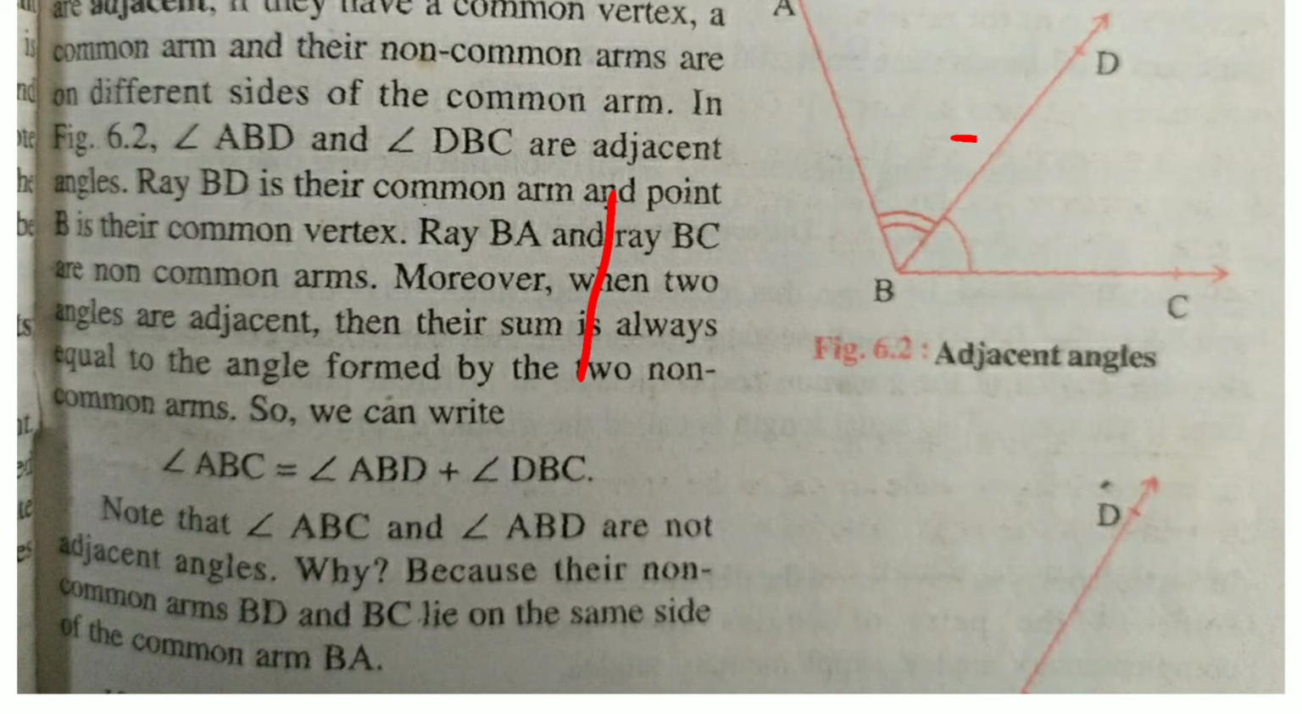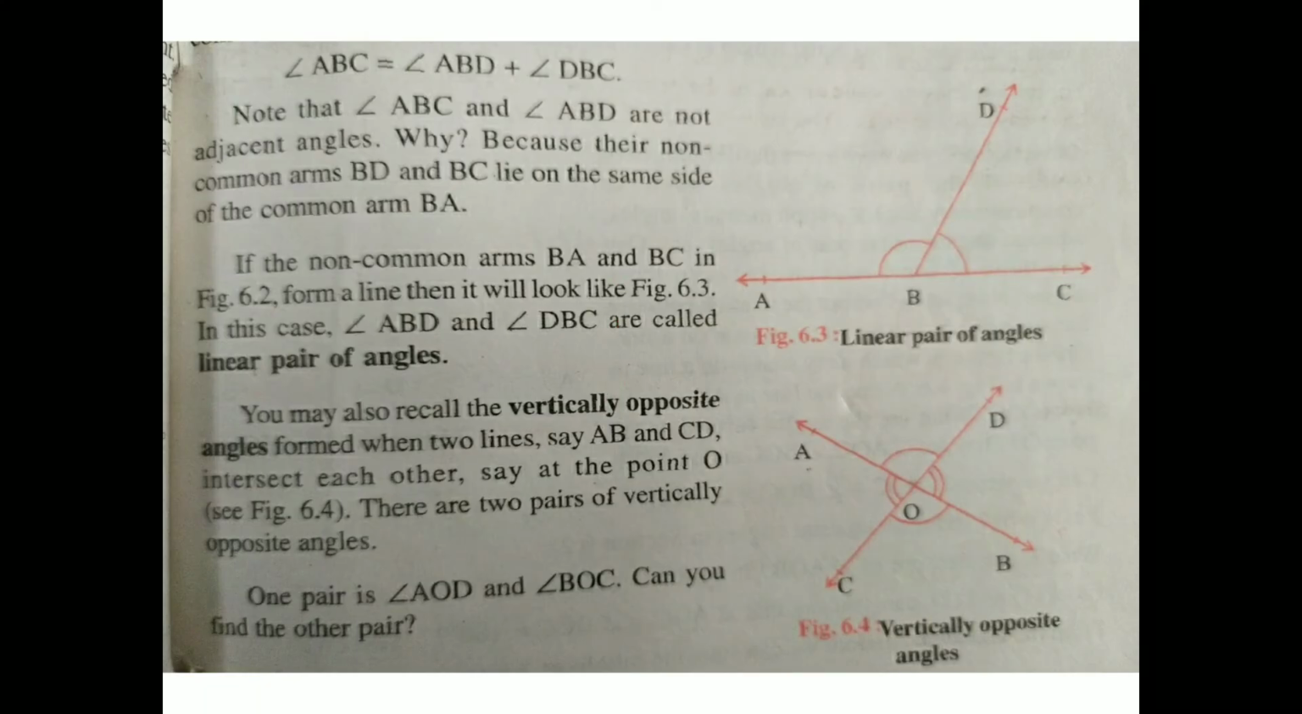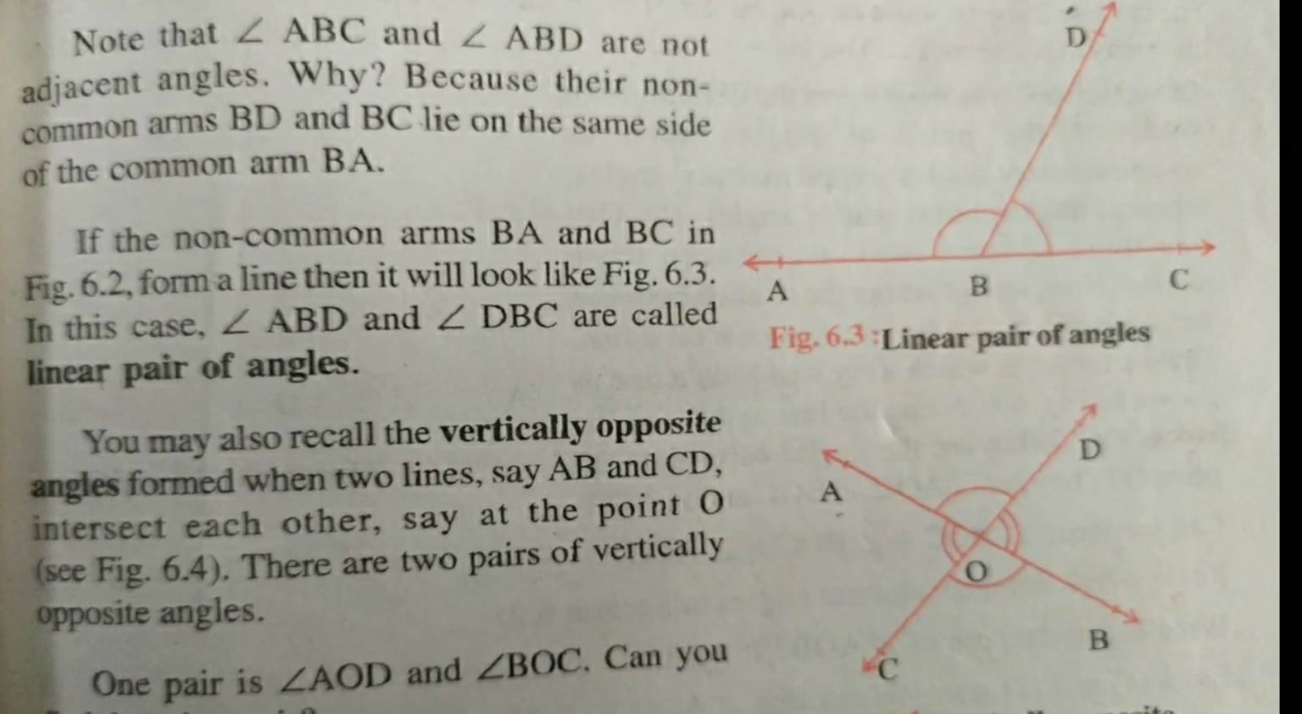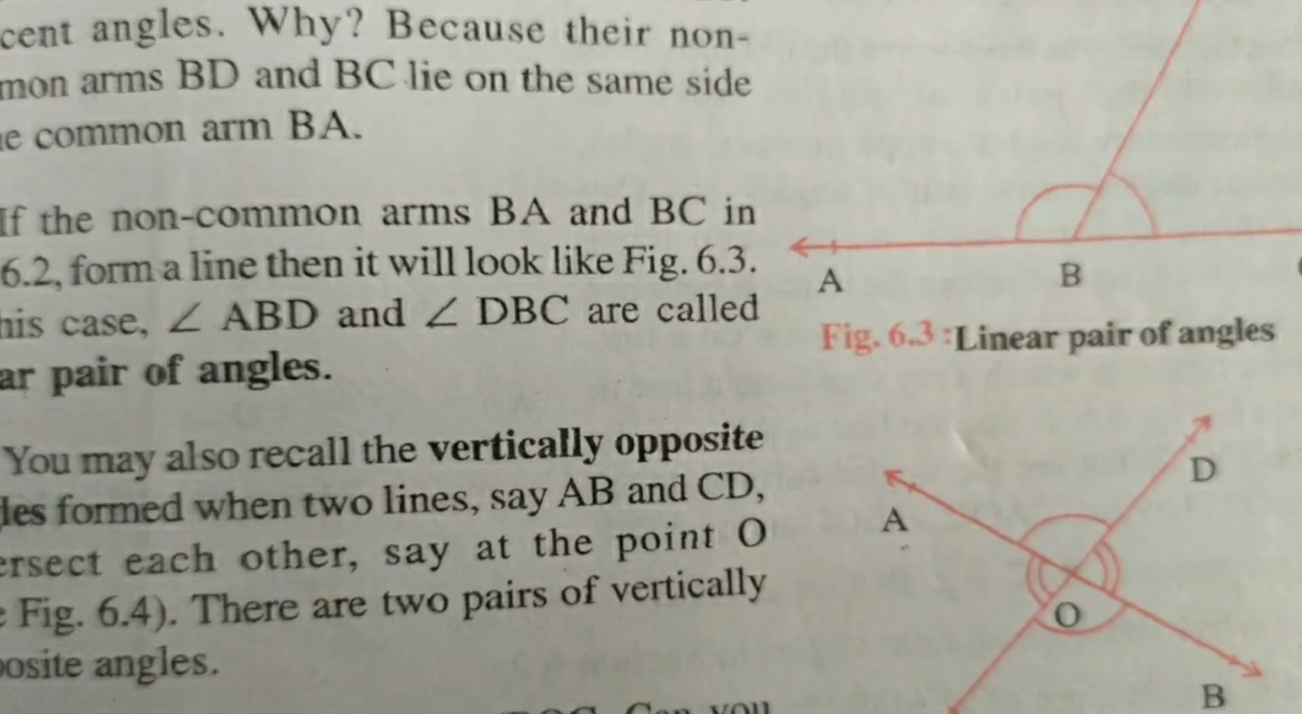Now the next topic, linear pair. As you can see, if the non-common arms AB or BA and BC form a line, then it will be a linear pair of angles. So here angles ABD and DBC are called a linear pair of angles.